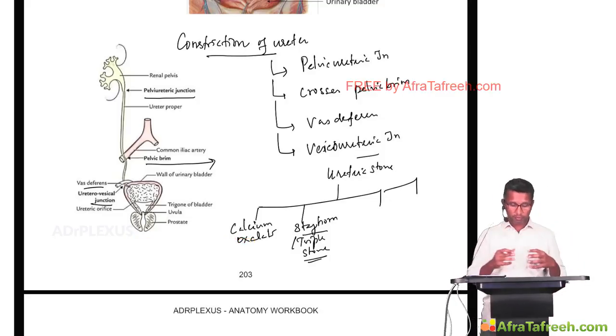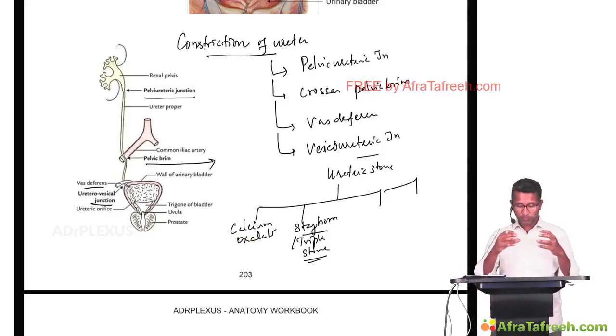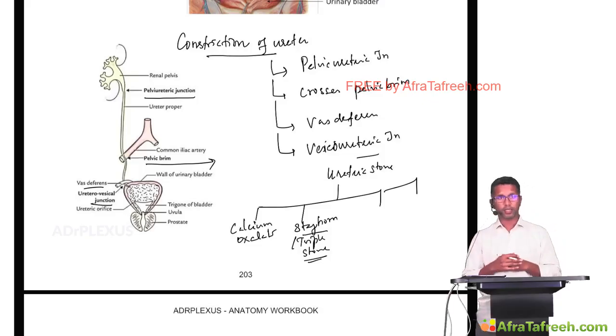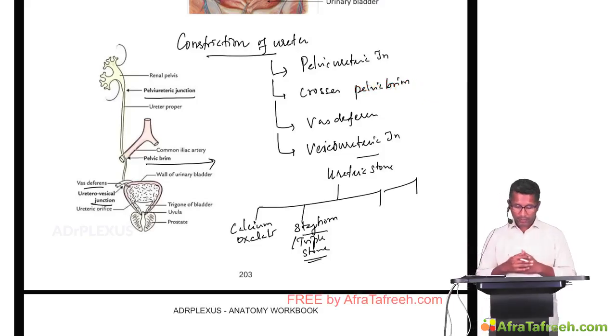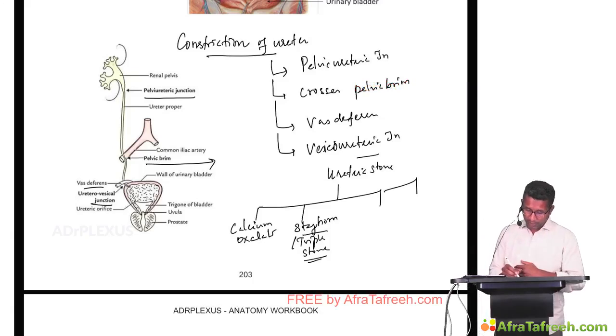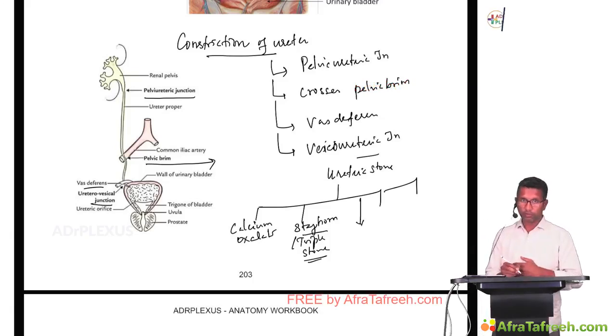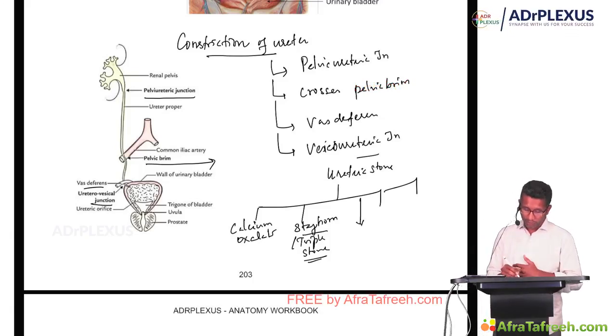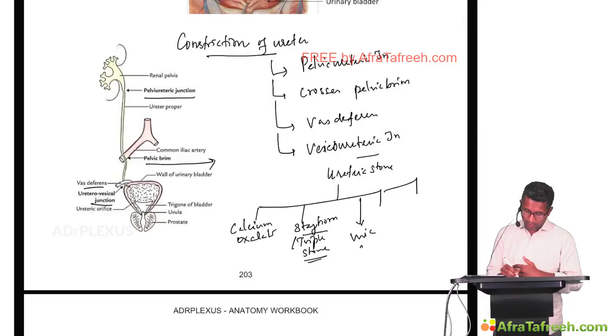It is a very big stone. It gives the appearance of the horn of a deer, so it is called a stag-horn calculus. There are certain stones which are formed when there is a high level of uric acid. They are called uric acid stones.